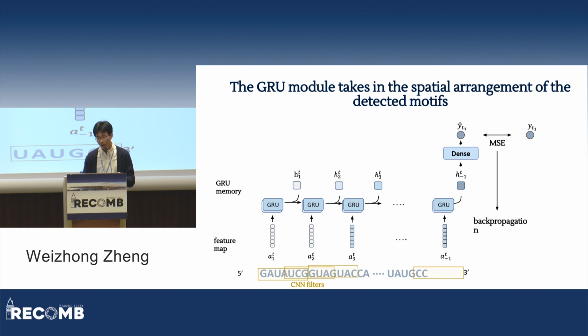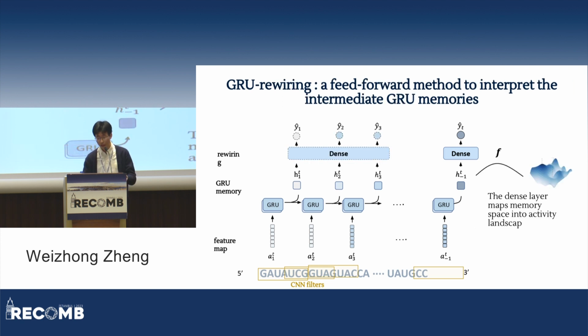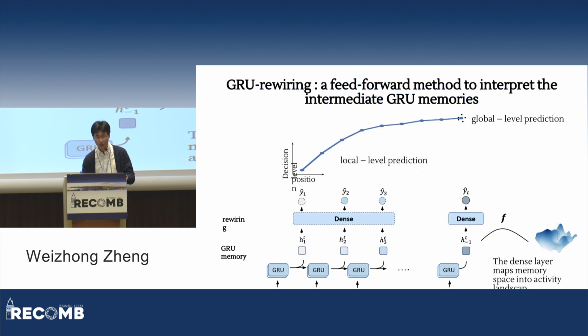However, if you think about this, the dense layer is actually a mapping function that maps from your GRU memory space into a translation activity. So we thought, why not also transform the intermediate GRU memory into a translation-related score? This is our rewinding technique. It is actually a very simple feed-forward method that can interpret your intermediate, incomplete GRU memory, because only the last one has seen the whole sequence, while the memory in the middle has looked at only a partial sequence. If we can transform the intermediate ones, we can have a trajectory along the way from 5' end to 3' end that tells you how translation is established step by step.